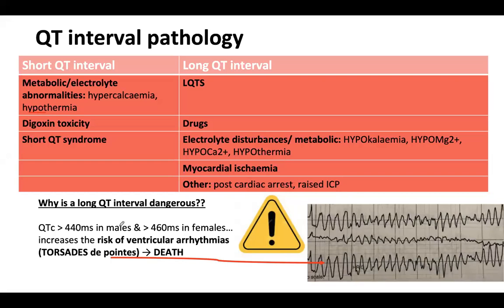So why is a long QT interval dangerous? It's because it increases the risk of ventricular arrhythmia, specifically torsades de pointes, however you want to say it. And this can result in sudden death. This is basically what an ECG of torsades looks like. It looks a bit like a banner, or yeah.